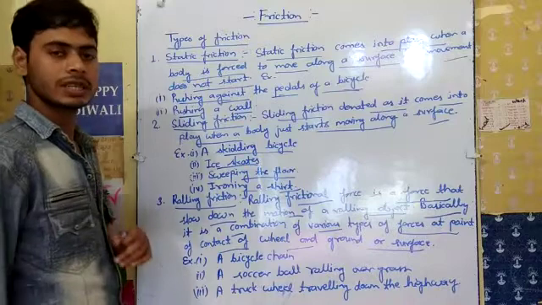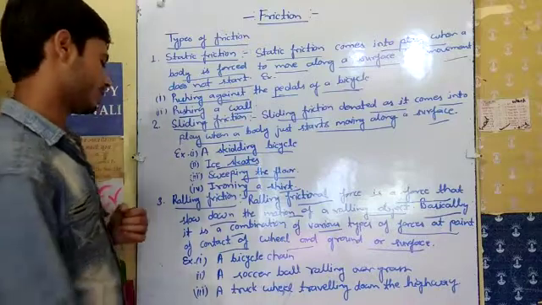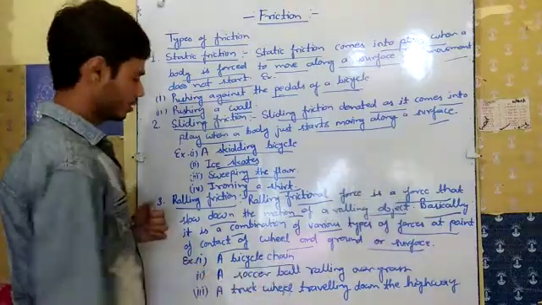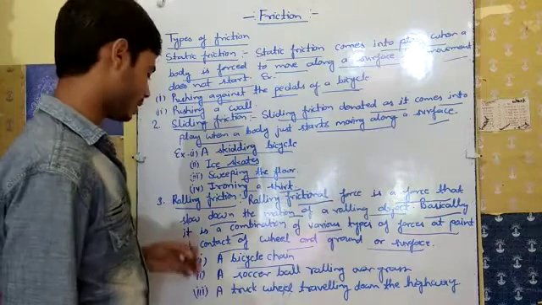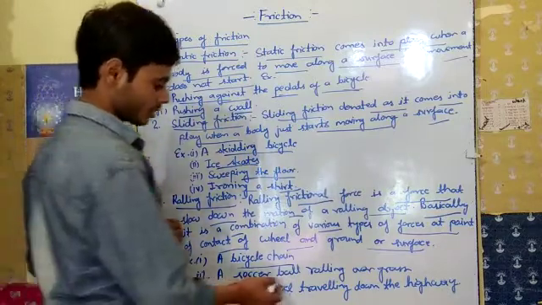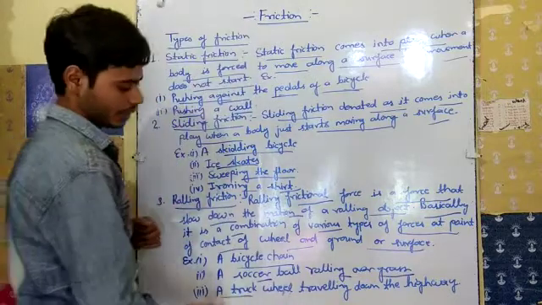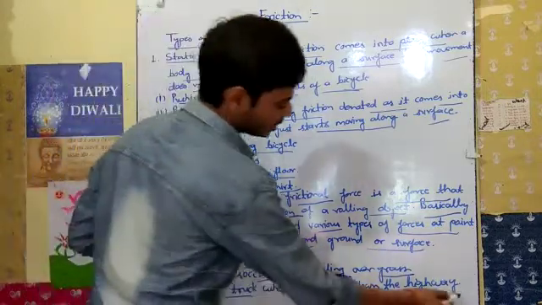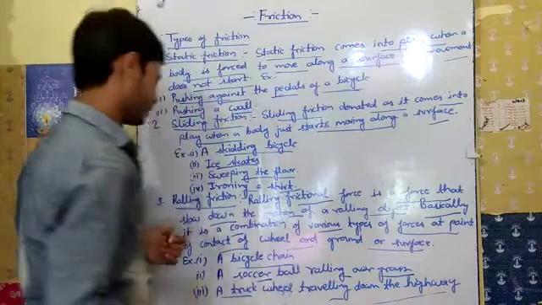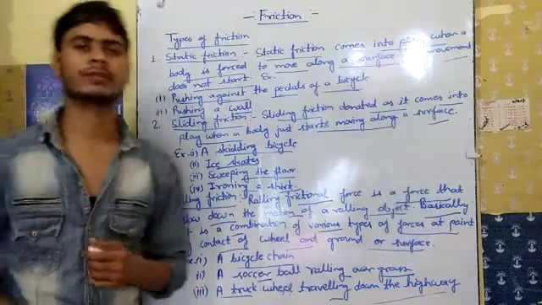If we talk about examples of rolling friction, the first one is the bicycle chain. Here rolling friction occurs. The next one is a soccer ball rolling over grass, and then a truck wheel traveling down the highway. These are some examples of rolling friction.